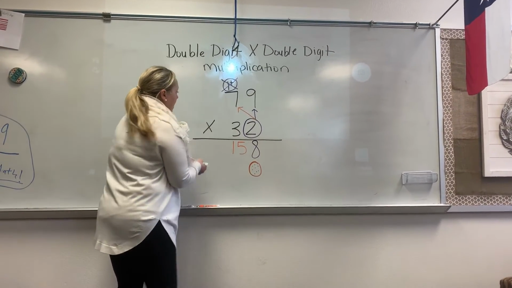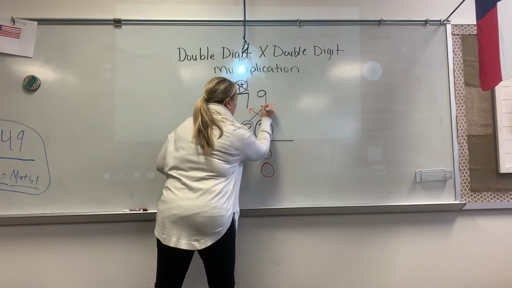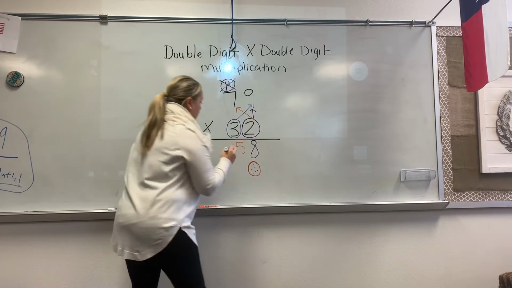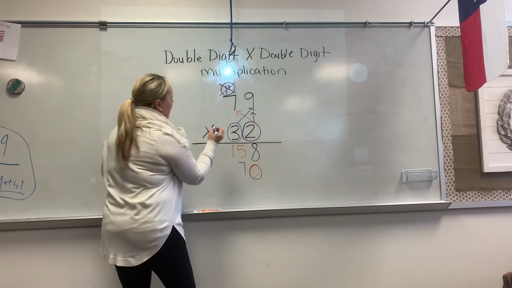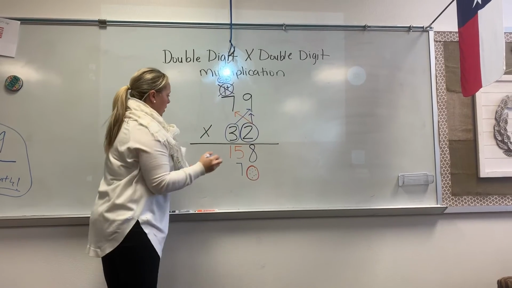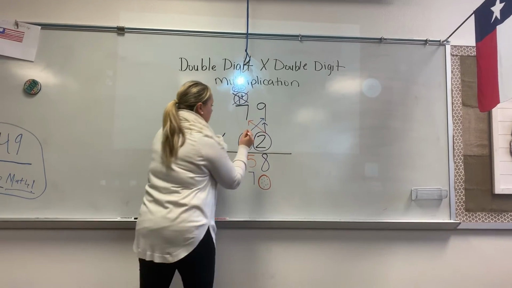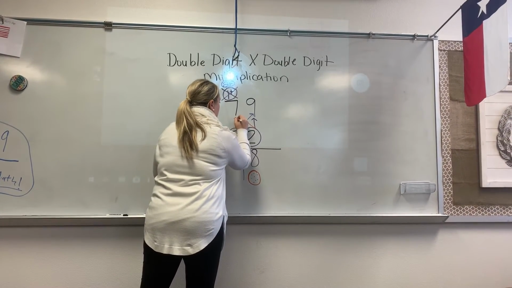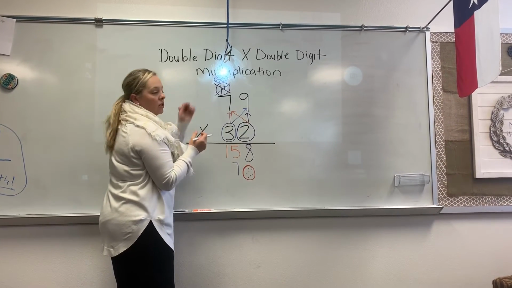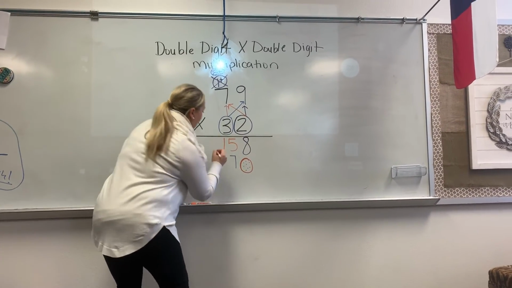I'm going to take the 3 and I'm going to distribute it, and I always have to distribute it to the ones place first. 3 times 9 is 27. So I'm going to put a 7, and I'm going to carry my 2 and put a plus by my 2. Now that that step is done, I'm going to take the 3 and distribute it to the tens place. 3 times 7 is 21, plus 2 is 23. So I have 23.